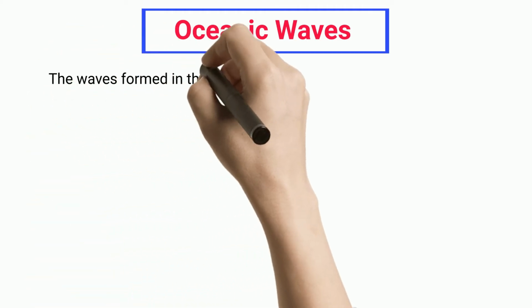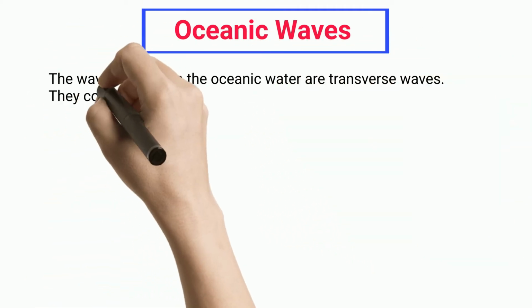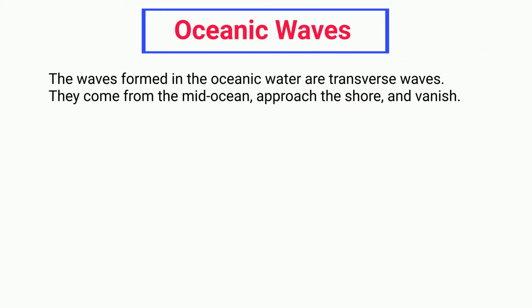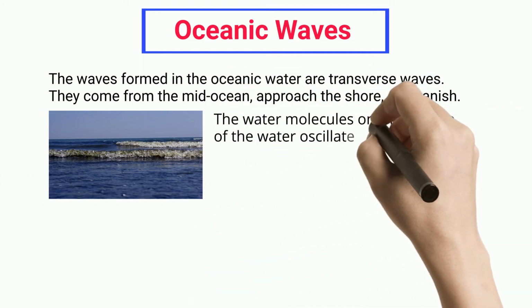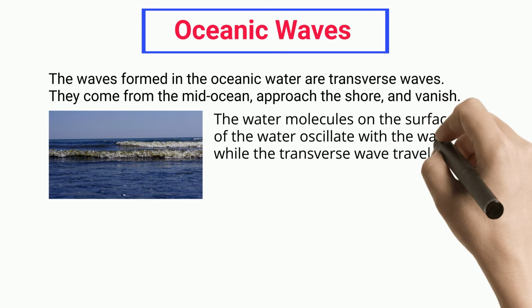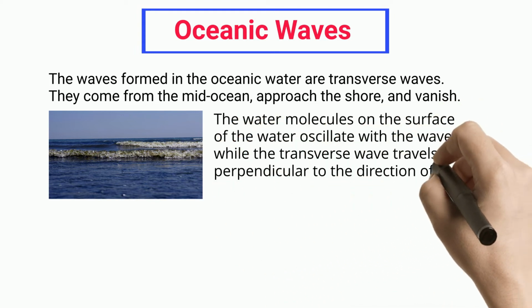Oceanic waves. The waves formed in the oceanic water are transverse waves. They come from the mid-ocean, approach the shore, and vanish. The water molecules on the surface of the water oscillate with the wave, while the transverse wave travels perpendicular to the direction of the molecules.